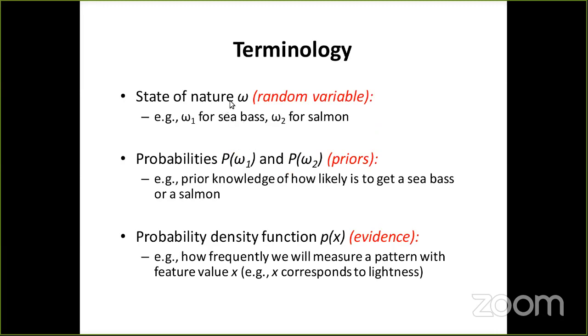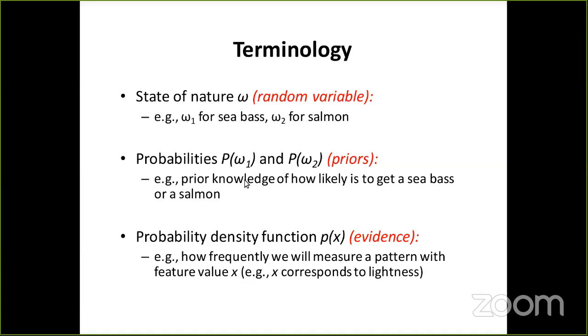First we look at the state of nature, which is the random variable. Say, for example, we consider this to be omega, and omega 1 can be sea bass and omega 2 can be salmon. Our goal would be to identify whether it's a sea bass or a salmon based on our observations. And we call this a random variable. So omega can take the value of omega 1 or omega 2 in this example. And then we have some prior probability over omega 1 and omega 2.